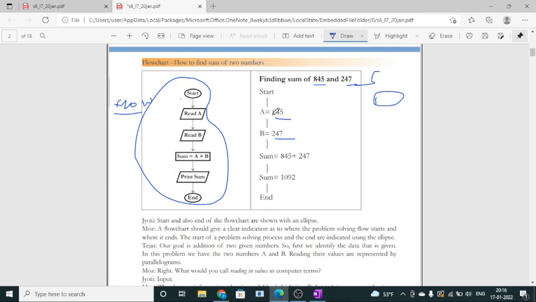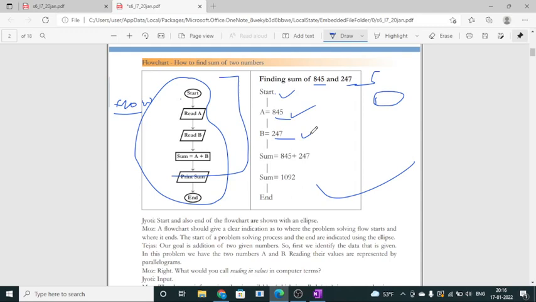We'll do it step by step; flowchart is step by step guidance. Let's concentrate on this example. The question is: find the sum of 845 and 247. First we'll start. Then we'll take one variable A with value 845. Clear? Second, we'll take variable B as 247.